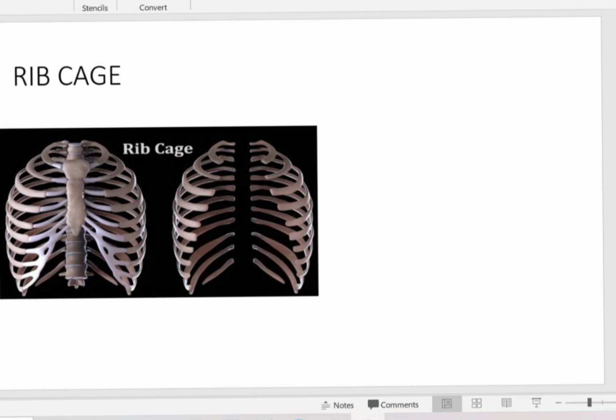There are a total of 12 pairs. 12 pairs of bones are present for this rib cage. You can count and see. 1, 2, 3, 4, 5, 6, 7, 8, 9, 10, 11, 12. So the first 10 are joining to the sternum, joining to the chest muscles. You can see the connection is given to the center part, that is your sternum.